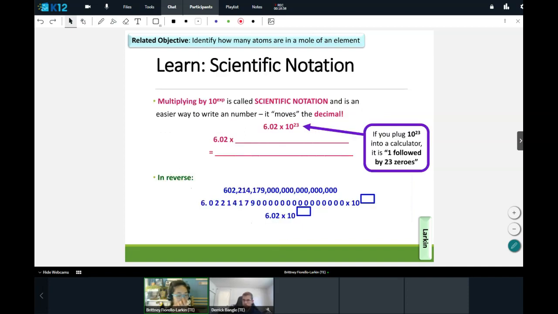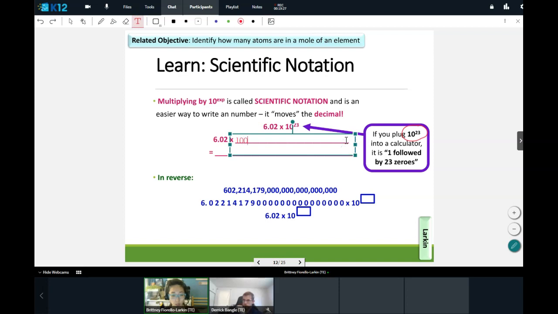Again, this multiplying by 10 to an exponent is called scientific notation. Basically, it's just an easier way to write a really big number, or it could also write a really small number. But in this case, it's an easier way for us to write a really big number. Now, to prove that to ourselves, let's take a look at it. 6.02 times 10 to the 23rd. If you were to plug 10 to the 23rd into your calculator, it would end up being the number 1 followed by 23 zeros. So it'd be a really big number.